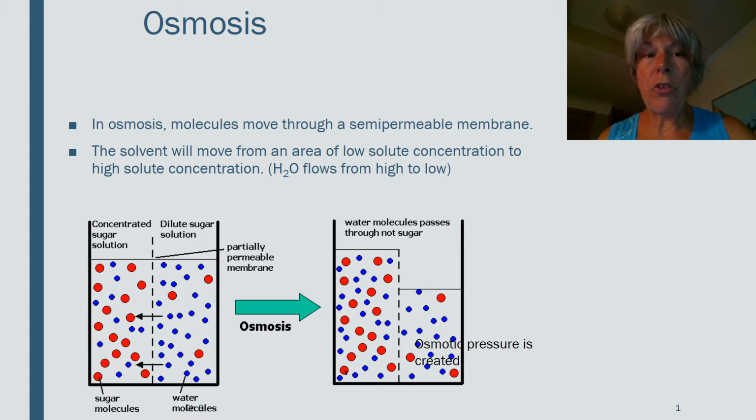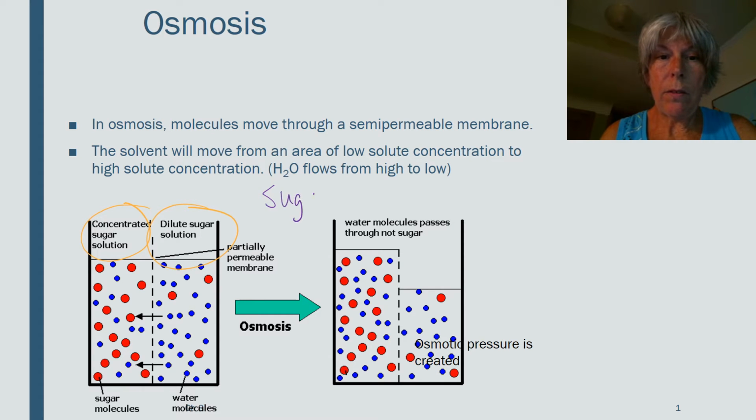If you look at the two pictures here, you see a concentrated sugar solution on one side of the semi-permeable membrane and a dilute sugar solution on the other side of the semi-permeable membrane. So what will happen is the water molecules here are shown in blue. The sugar molecules are shown in red. The sugar molecules are the solute. And the water molecules are the solvent.